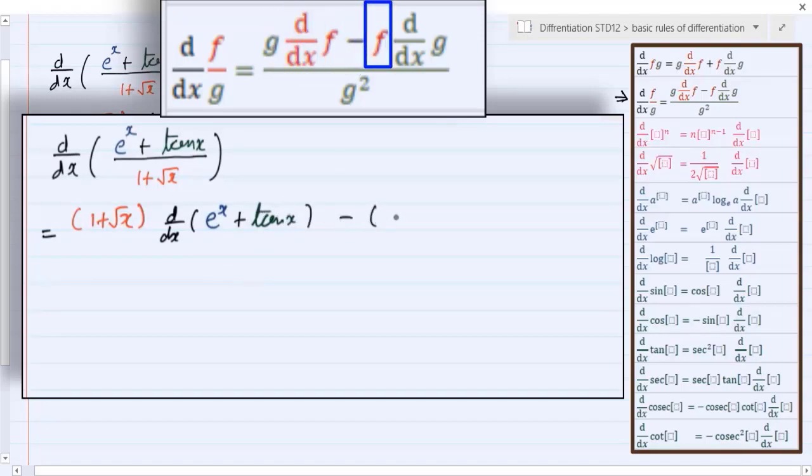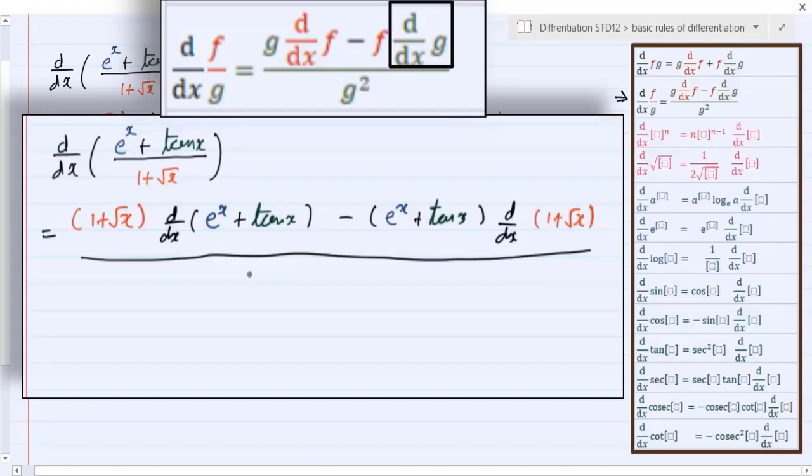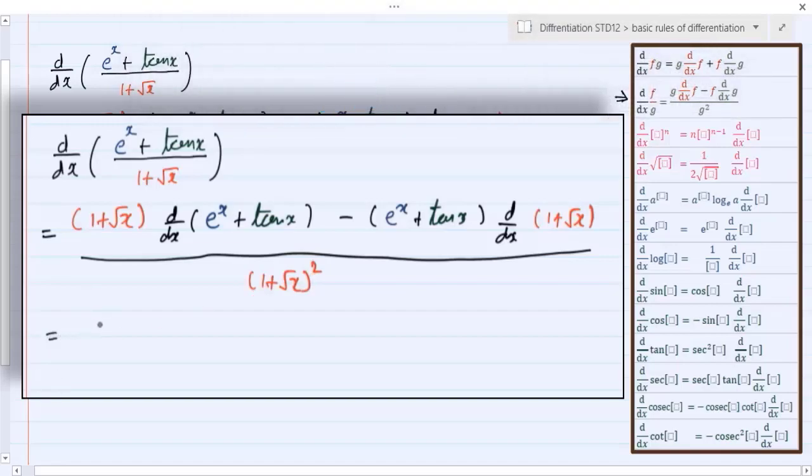minus your numerator will be as it is, so e raised to x plus tan x will be as it is. You have to differentiate your denominator, which is 1 plus root x, upon the denominator square, which is 1 plus root x the whole square. So let's simplify in the second step.